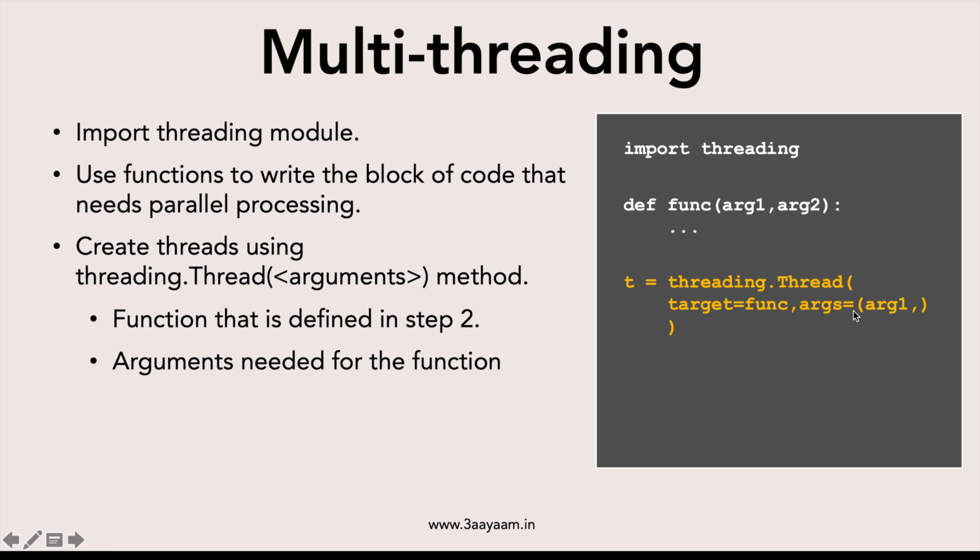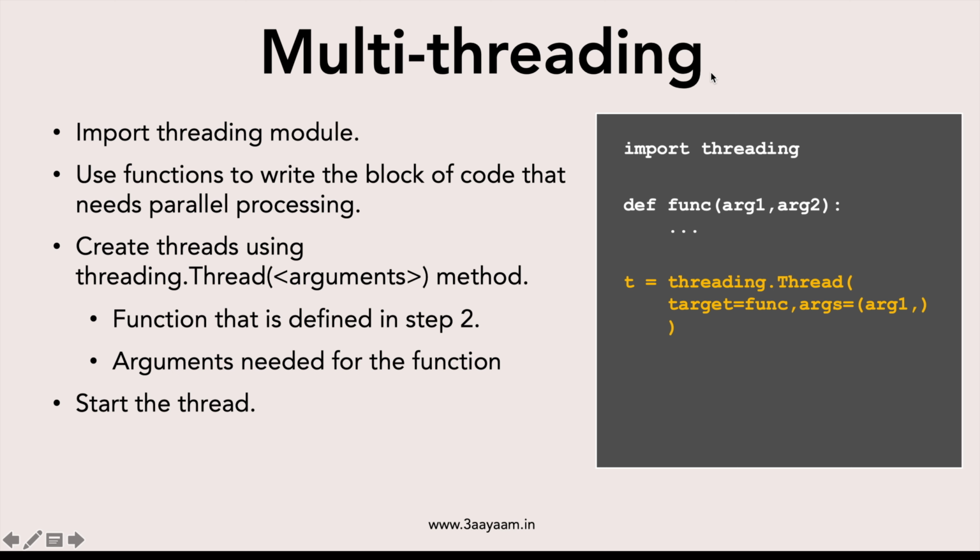Then we'll have to pass the arguments to this function. In this case there are two arguments, but because of space constraints I have just mentioned one. Using args, we mention the arguments: arg1, then comma, arg2, and then also a comma. That is the syntax. So here we are saying create a thread to execute this function. What is the function? This is the name of the function, func, and the function takes these arguments. So a thread would be created to execute this function.